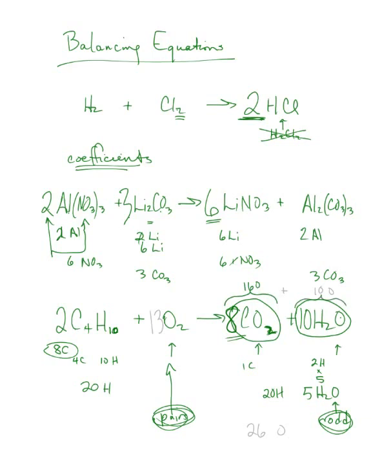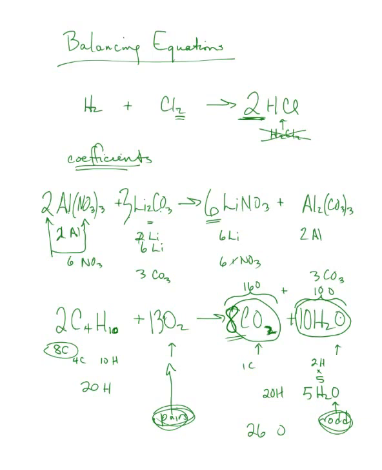10 times 1 is 10 oxygens. So 16 plus 10 is 26 oxygens on this side altogether. They come in pairs on the left, so that'll mean 13. So my balanced equation is 2 butane plus 13 oxygen makes 8 carbon dioxide and 10 water.